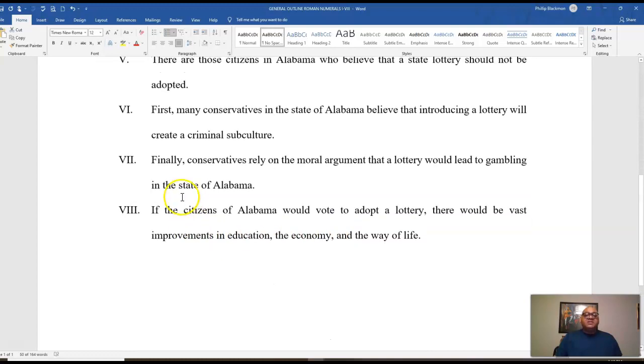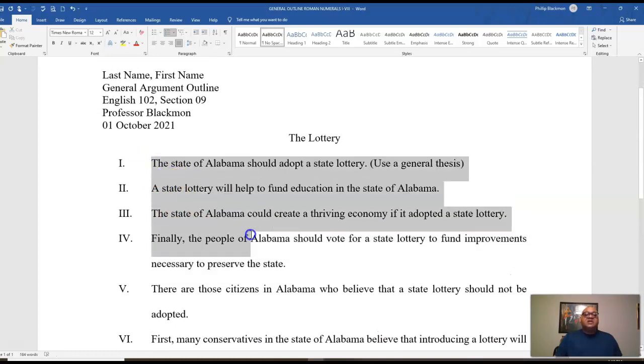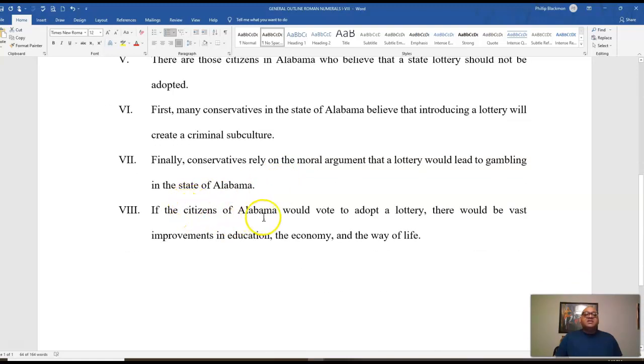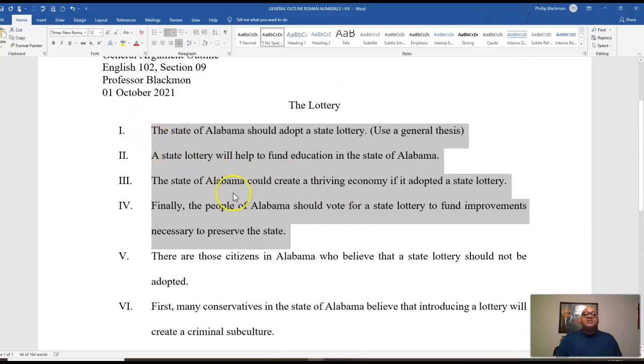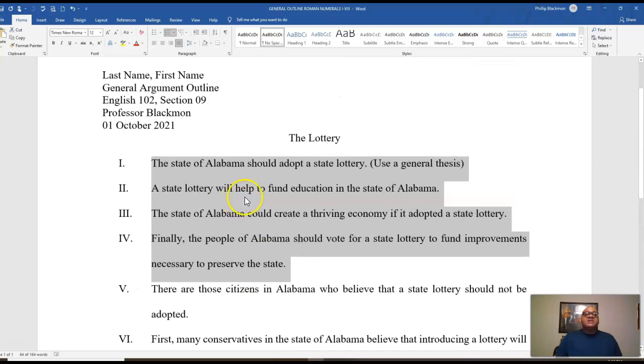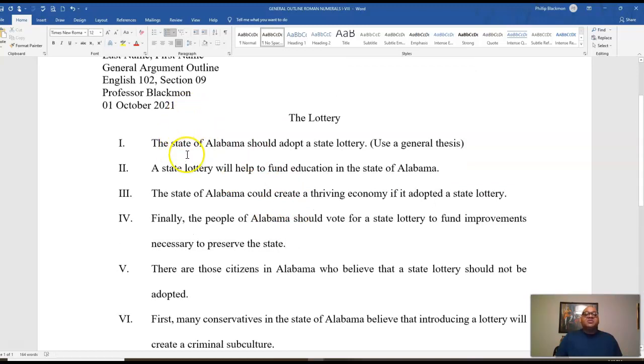Roman numeral number 8 is just a combination. Combine Roman numerals 1, 2, 3, and 4 into one sentence. If citizens of Alabama would vote to adopt the lottery, there would be vast improvements in education, the economy, and the way of life. That's it. That's all you need to do for this assignment. Just give me your general points.